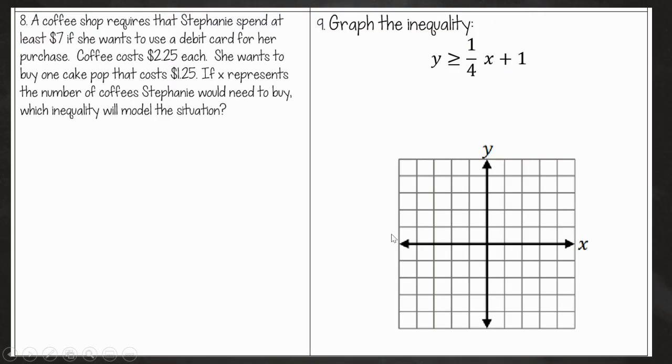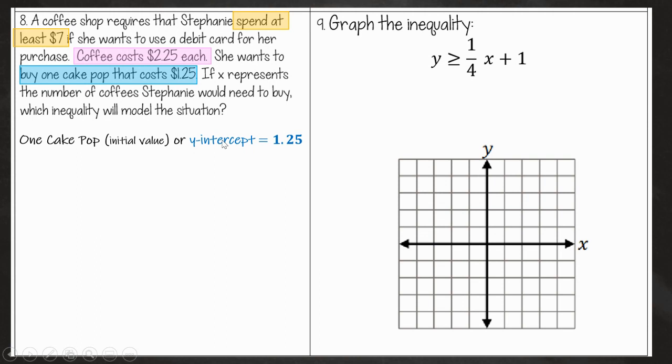Sorry. And finally, moving on to question 8. A coffee shop requires that Stephanie spend at least $7 if she wants to use a debit card for her purchase. Coffee costs $2.25 each. She wants to buy one cake pop that costs $1.25. If X represents the number of coffees Stephanie would need to buy, which inequality will model the situation? Okay, she wants to spend at least $7. We have the cost of the coffee and we have the cost of the cake pop.